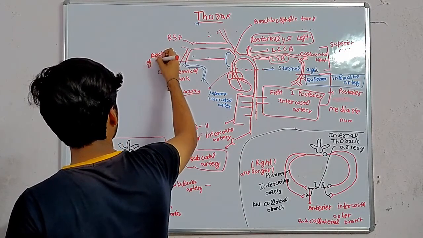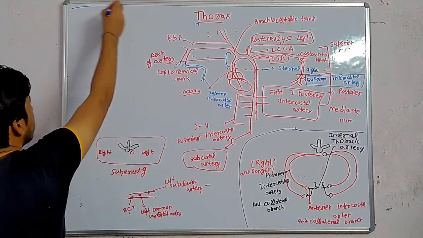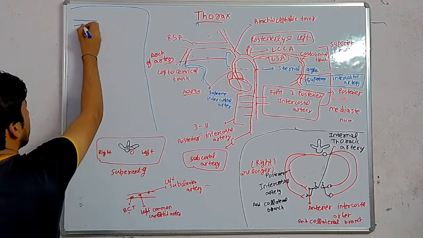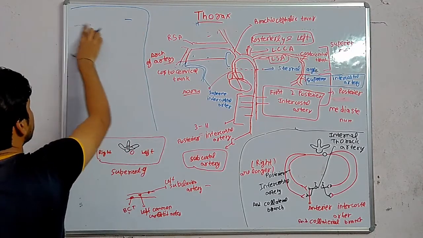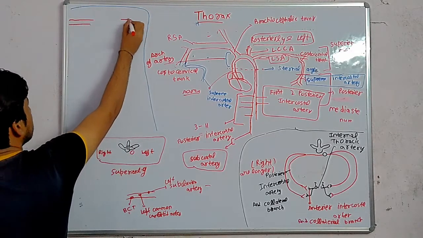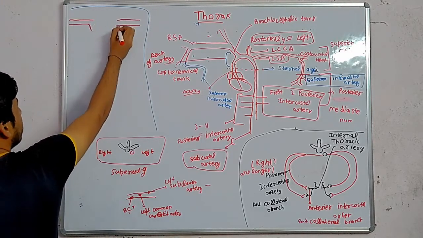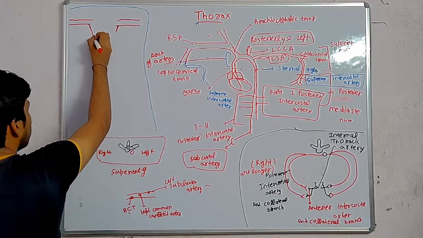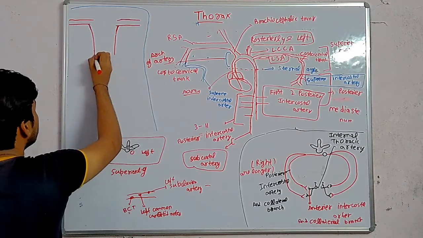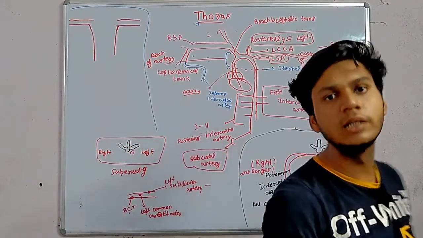Arch of aorta. So first, now come to the internal thoracic artery. We know this is the subclavian artery, both sides. Anteriorly, it gives a branch called the internal thoracic artery. It goes both sides, lateral to the thymus and sternum, and supplies the first 6 intercostal spaces.